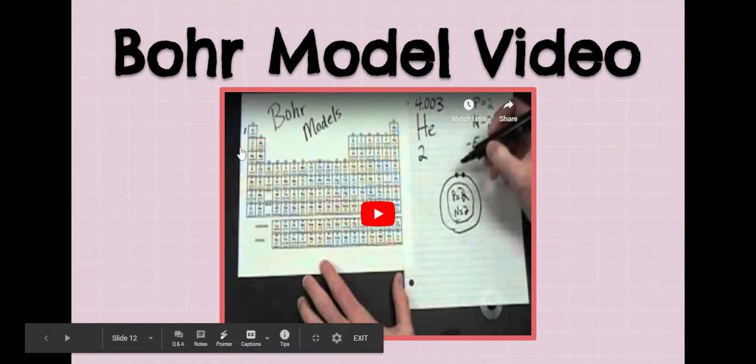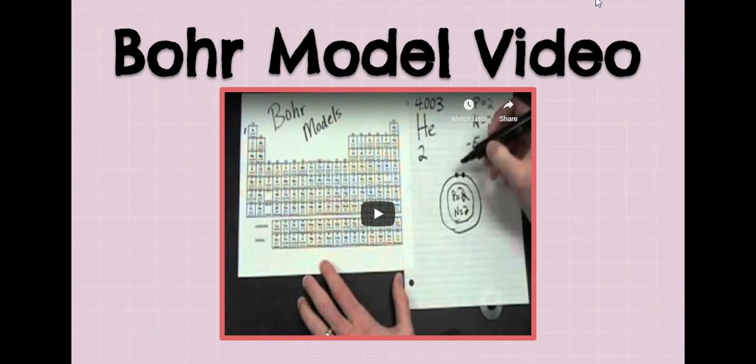Okay, great. So that was just a great quick example of how we fill Bohr models. Now we're going to practice doing it ourselves.